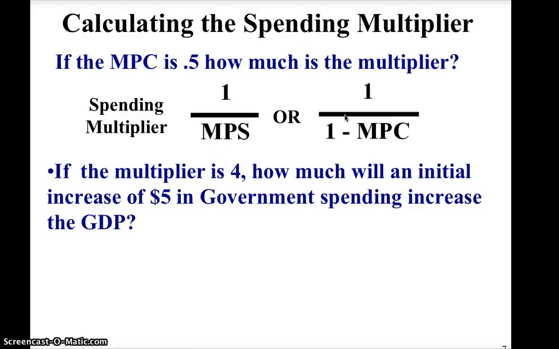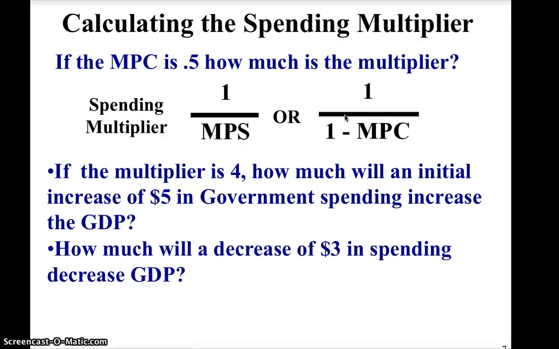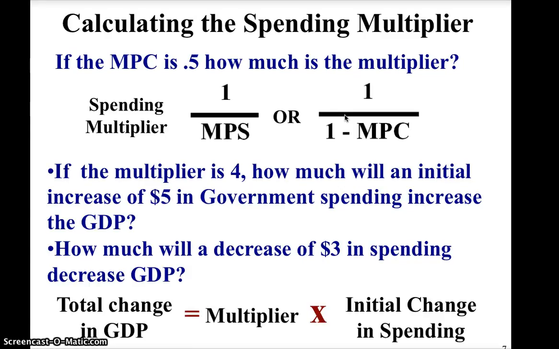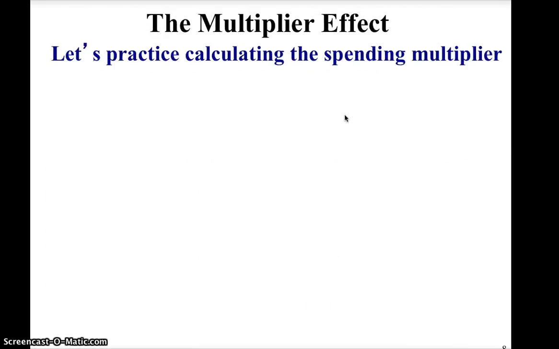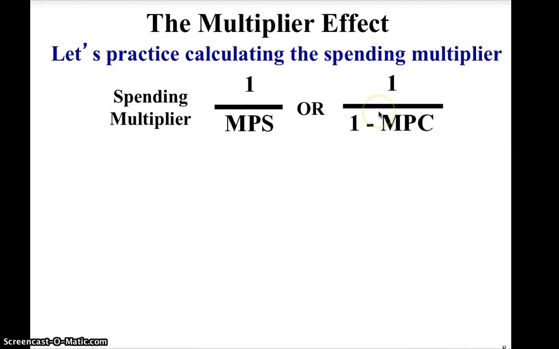So if the multiplier is 4, how much will an initial increase of $5 in government spending increase the GDP? Well, it obviously will increase it by $20. How much will a decrease of $3 in spending decrease the GDP? And it works both ways. It will decrease it by $12. So let's do a little bit of practice.